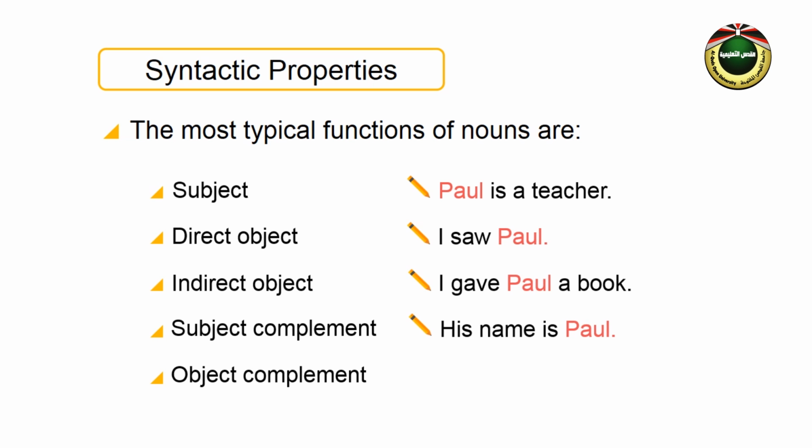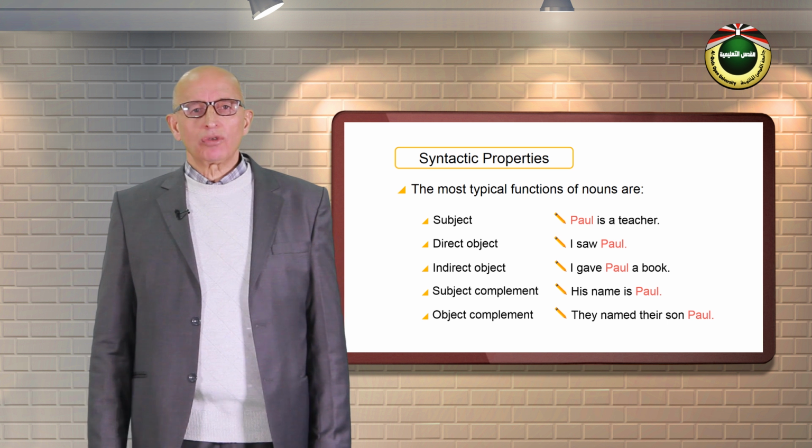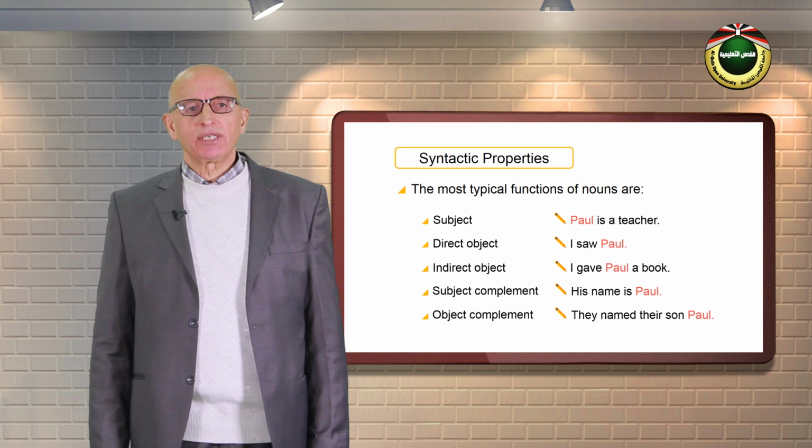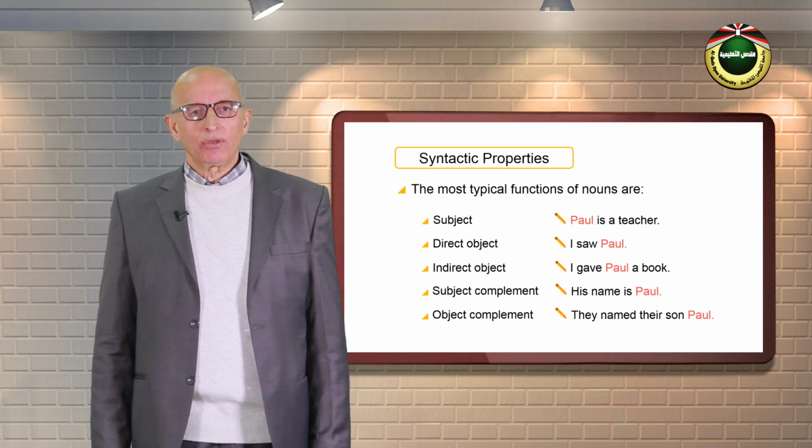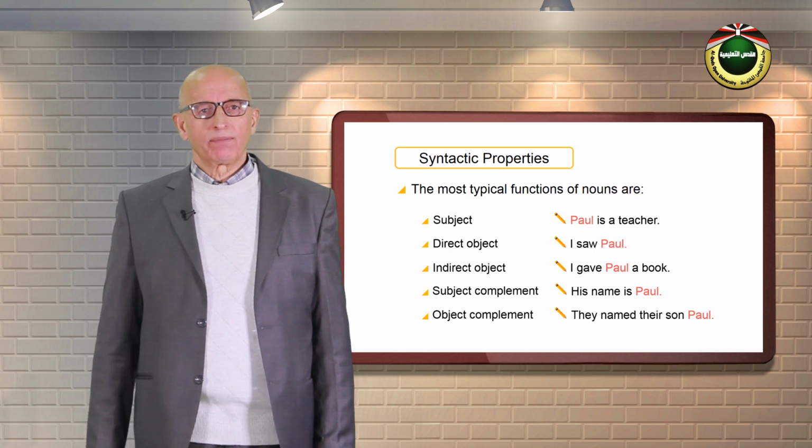Number 4, subject complement. His name is Paul. Here, Paul is the subject complement because it comes after the linking verb is and it completes the subject. Number 5, object complement. They named their son Paul. In this sentence, Paul is the object complement. The object is their son. Paul is the object complement as it comes after the object, is related to it, and completes it.